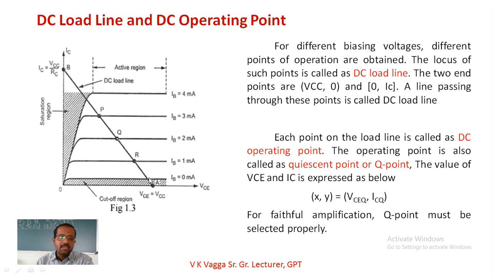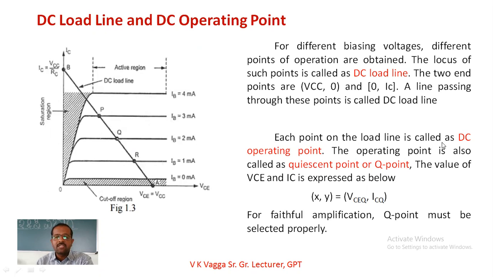And if you take the other end of the line, which is indicated as IC equal to VCC by RC, it is also indicated as the point (0, IC). It is because on the B, the value of the x-axis is equal to 0 here, so it is to be represented as (0, IC), and a line passing through these points is called the DC load line.